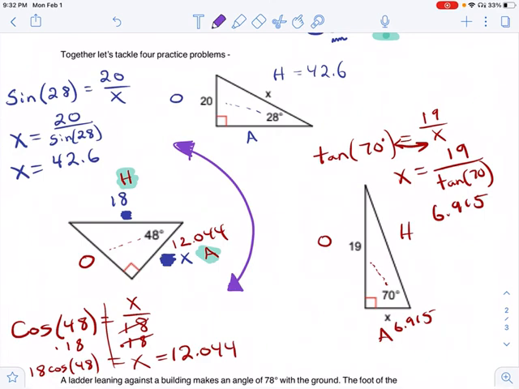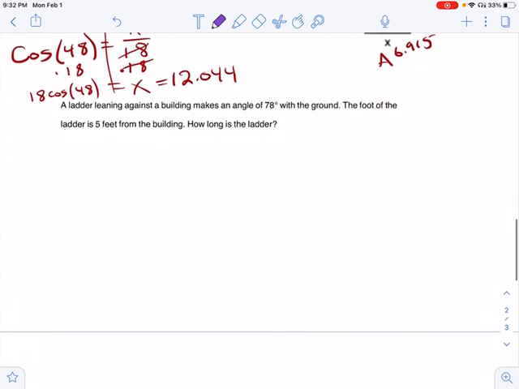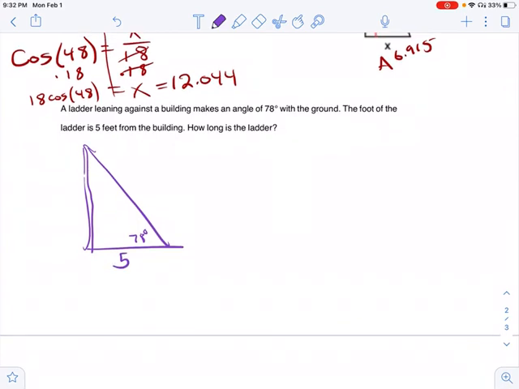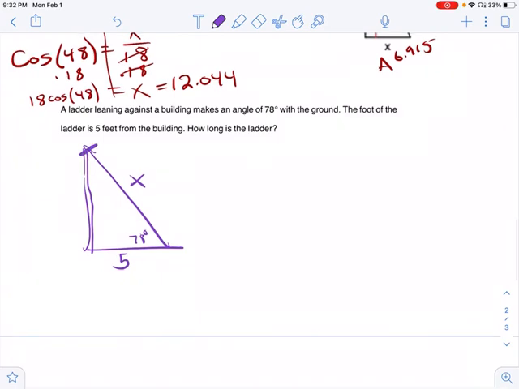So let's do one word problem, and then I'll leave you to your practice. We have a ladder leaning against a building. Here we go. It makes an angle of 78 degrees with the ground. The foot of the ladder is 5 feet from the building. How long is the ladder? Very common question. We actually examine this a lot, even in calculus. We could say, how high on the building does this ladder go versus how long is the ladder? But in this case, we're just looking for the length of that ladder.